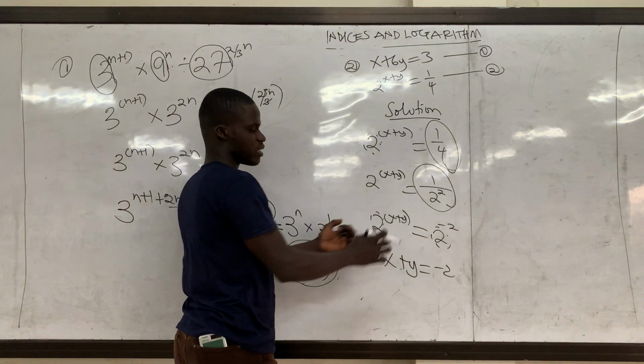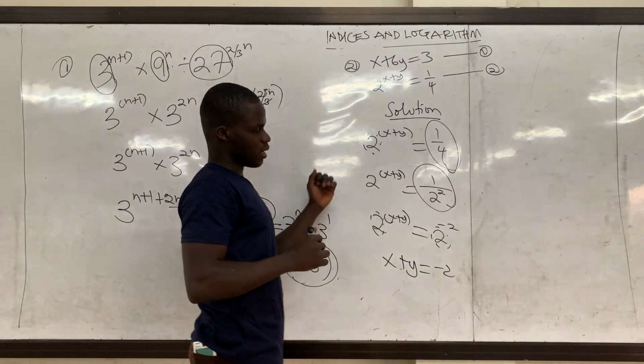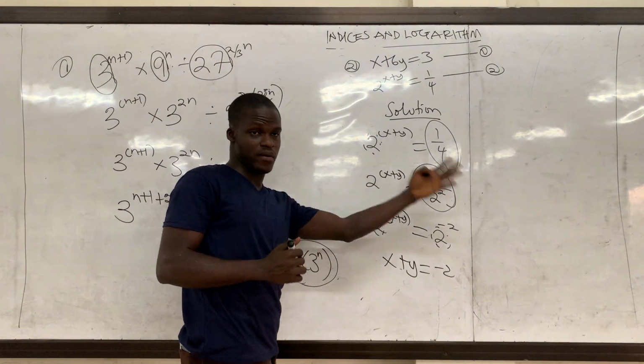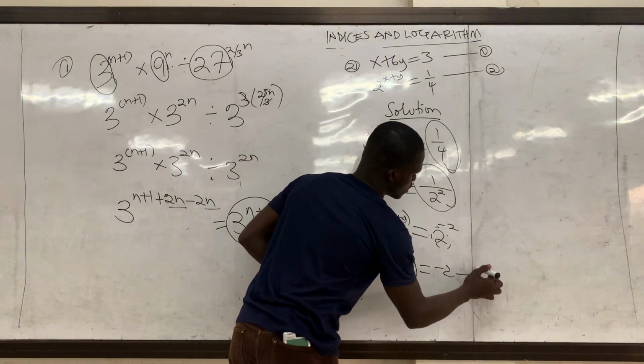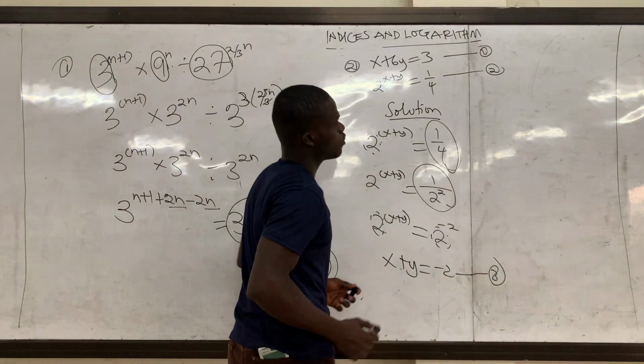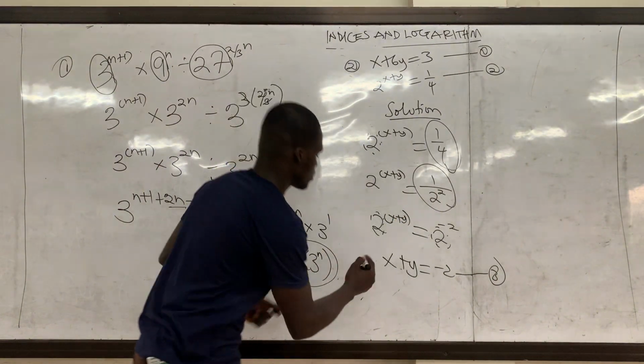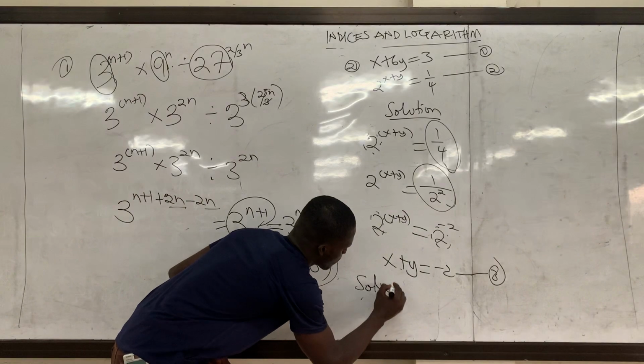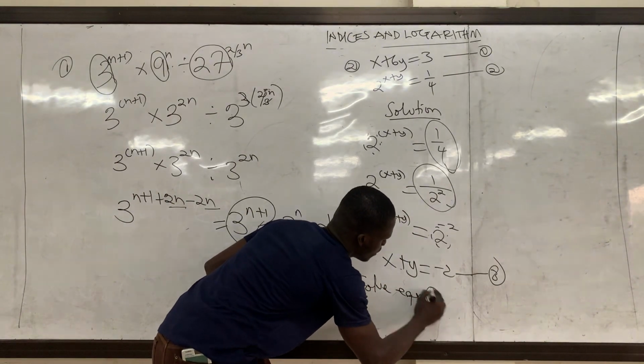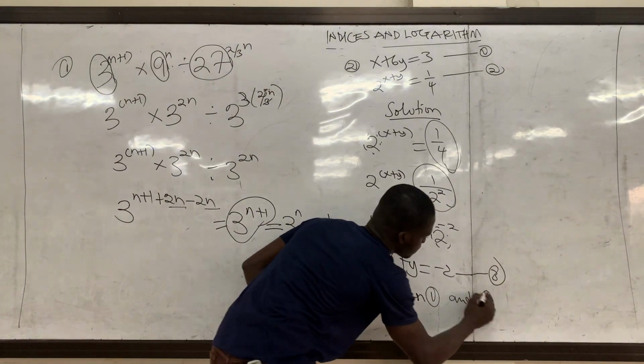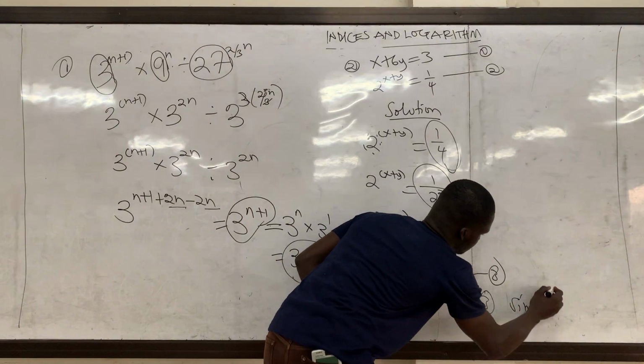So x plus y is the exponent on the left hand side, and then it should be equal to the exponent on the right hand side. Okay, we can call this one equation 3. Then we'll have to solve them simultaneously. So solve equation 1 and 3 simultaneously.